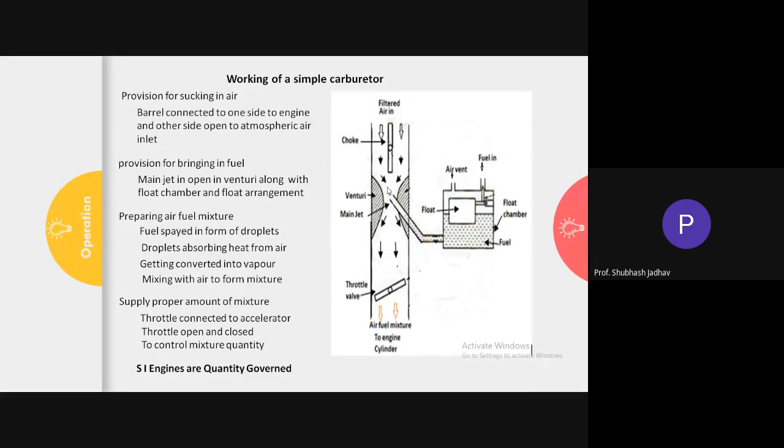Now Kapse, Aniket Kapse. Yes. Now you tell me how the mixture is being prepared in the carburetor.